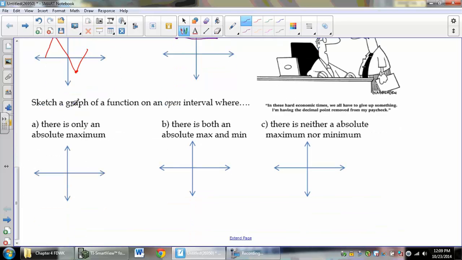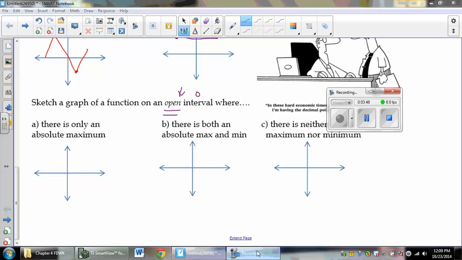All right, now, sketch a graph of a function on an open interval, which means that I'm going to have arrows at my endpoints or holes at my endpoints. I want you to try this one on your own, sketch a couple graphs, and then come back here and see if yours actually follow the right rule.